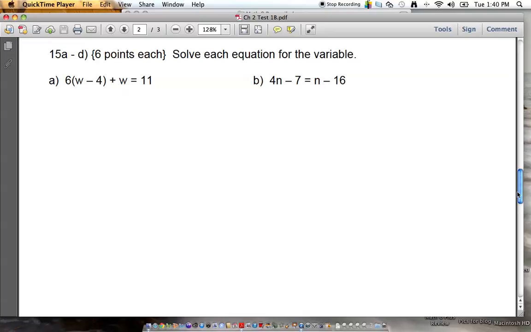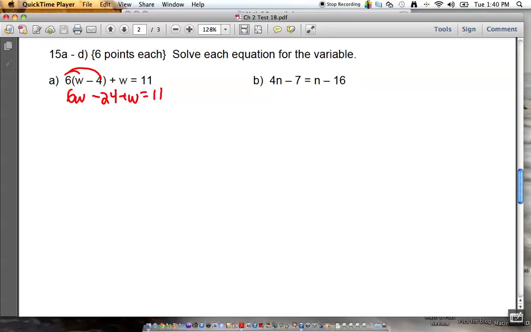Excuse me. When you see a number outside parentheses, what do you always say to yourself? I'm looking for a word that starts with a D. Distribute, good. 6 times W is 6W. Remember, distribute is multiply. 6 times negative 4 is negative 24. Plus W is 11.